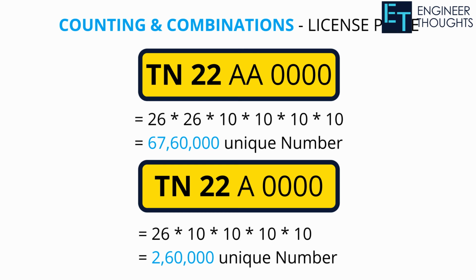The first alphabet can be replaced with any of the 26, so we calculate the number as 26 multiplied with the second alphabet. In a similar way we can replace it with any of the 26 alphabets, so 26 multiplied with 26. For the next 4-digit number, in the first digit we can apply any number from 0 to 9, so we have 10 numbers multiplied with 10, 10 and 10. The total number of unique plates that can be generated is 67,60,000. Similarly, in the single alphabet case, it is 2,60,000 unique numbers. So in this way, we can see how combination is applied while designing the license plate.